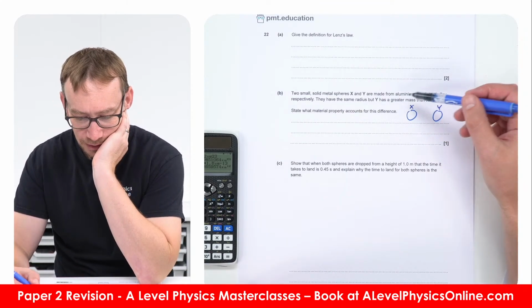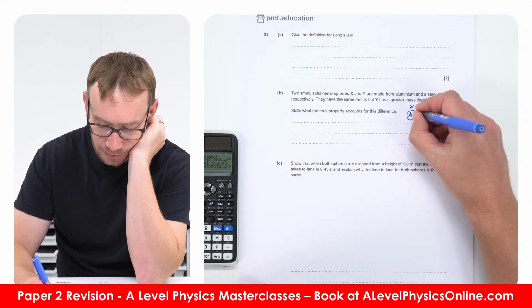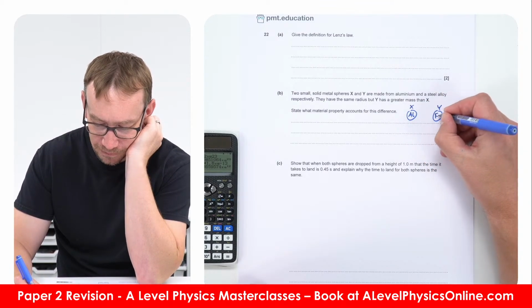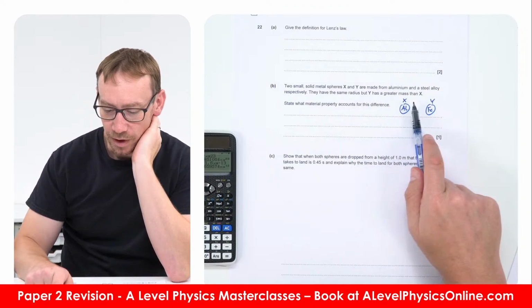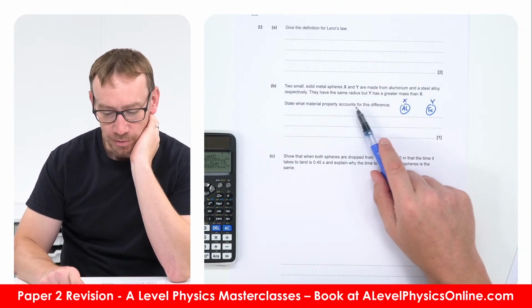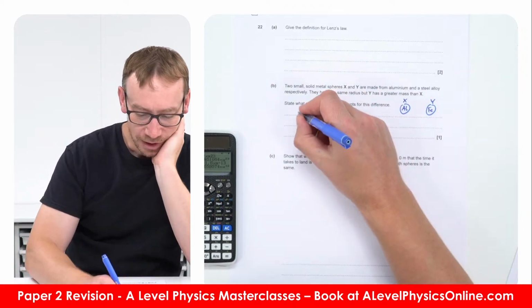That's not true. They have the same radius, but Y has a greater mass. Okay, X and Y. So we've got aluminium and we've got steel. So I'm just going to put Fe for steel. They have the same radius, but Y has a greater mass. Okay, what material property accounts for this difference? I guess it would be density.